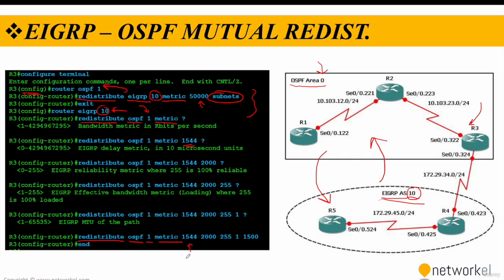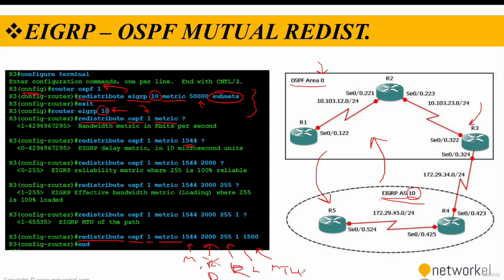This is the metric value, followed by the reliability value, followed by the effective bandwidth, which is the loading, followed by the delay. The metric components are delay, reliability, load, and the MTU.